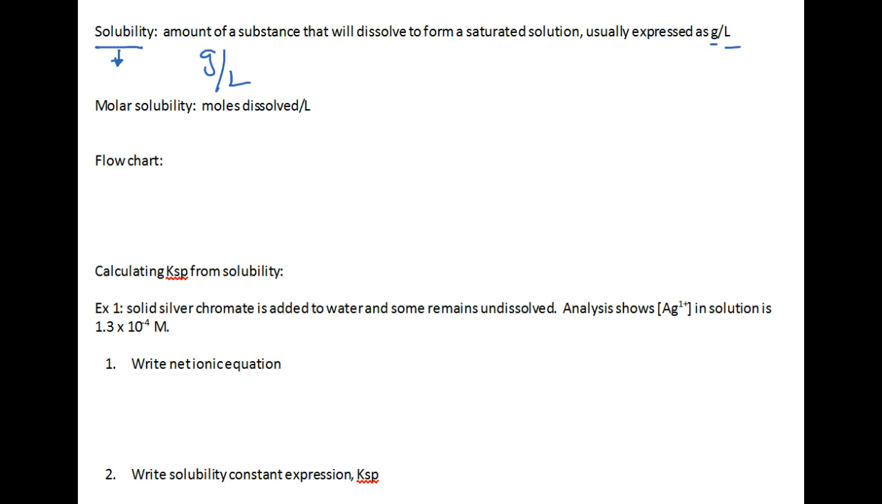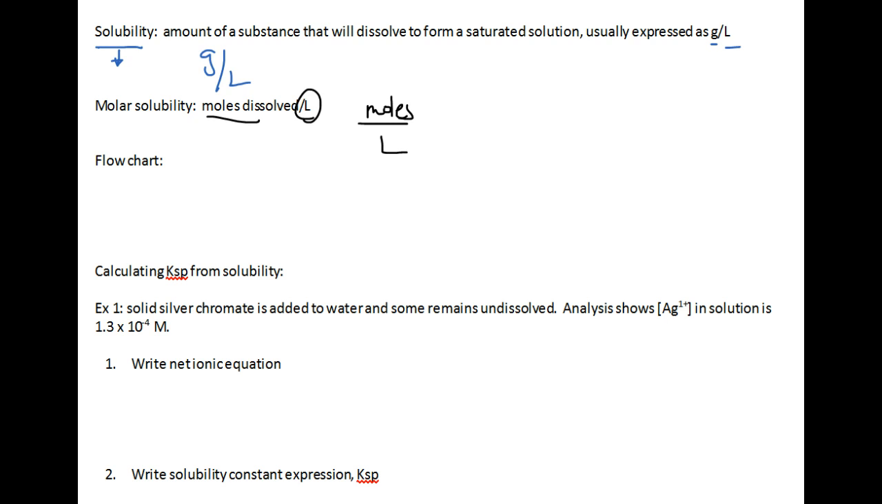Okay, the next thing that often comes up is the idea of molar solubility. And molar solubility is going to be the number of moles of substance dissolved per liter. Well, solubility itself is just going to be grams per liter. Molar solubility is going to be moles per liter. So we can easily convert from grams of something that can dissolve in liters to moles by just dividing by the molar mass of that substance.